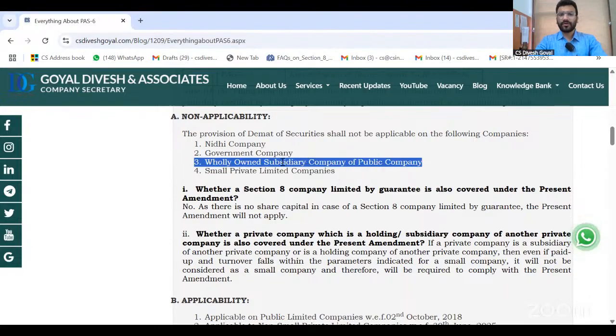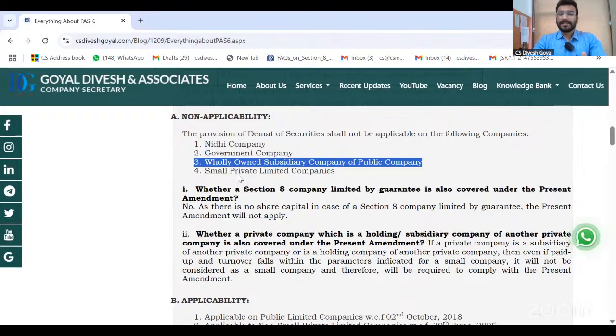I receive many questions on this third point, wholly owned subsidiary company of a public company. If your company is a wholly owned subsidiary of a private company, then what will be the scenario? If your company is a wholly owned subsidiary of a private company, then the provision of Demat will be applicable on your company. Exemption is only applicable in one condition, when your company is a wholly owned subsidiary of a public limited company. Otherwise, exemption is not available.